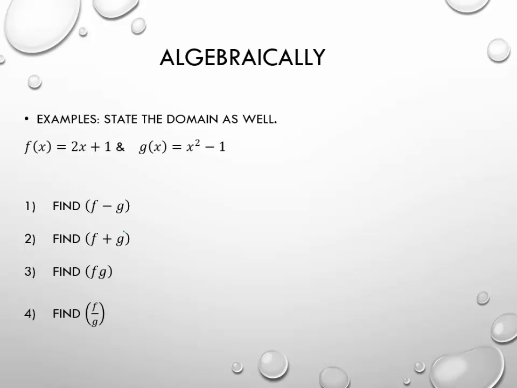Don't forget to state the domain. Find f minus g. That is 2x plus 1 minus, do I just write x squared minus 1? Parentheses, x squared minus 1. Okay? Don't forget those parentheses with subtraction. We're taking all of F and all of G.